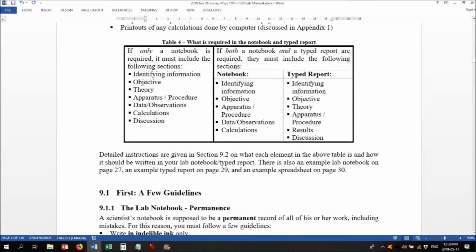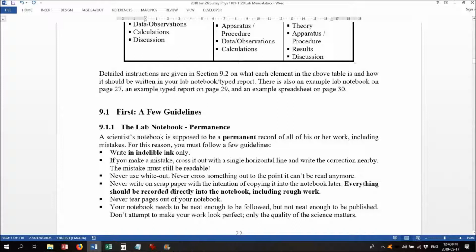Scrolling down, before I discuss the individual elements of your report, I'm going to talk a little bit about permanence. Because as a scientist, your lab notebook is a legal document. You can submit it in a court of law. But there's a couple things you need to do, and they have to do with it being a permanent record of all the work that you did in the lab.